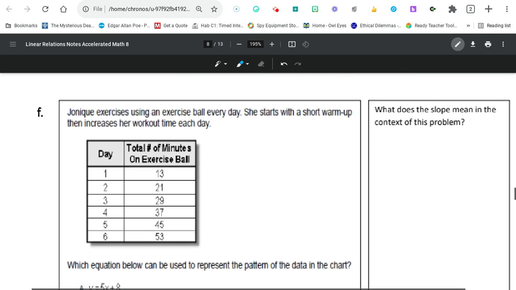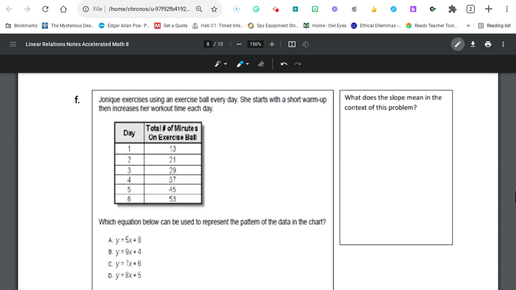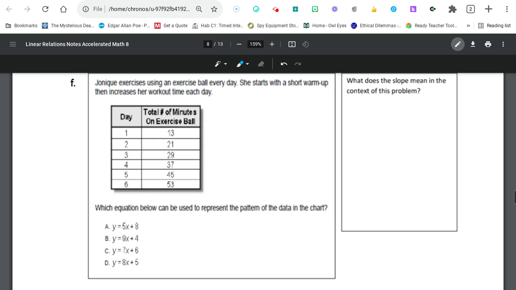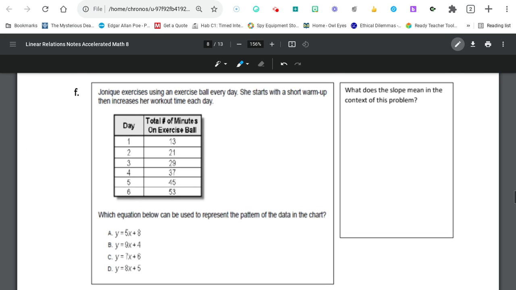Let's take a look at F. F is kind of like a real life problem where you got to find the equation of what's in this table. So let's read and see what it's talking about. Jonique exercises using an exercise ball every day. Okay, let's see what she starts out doing. She starts out with a short warm-up.